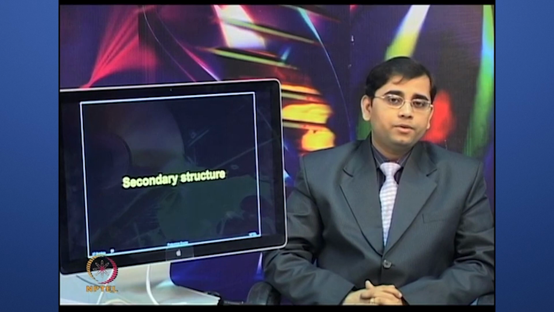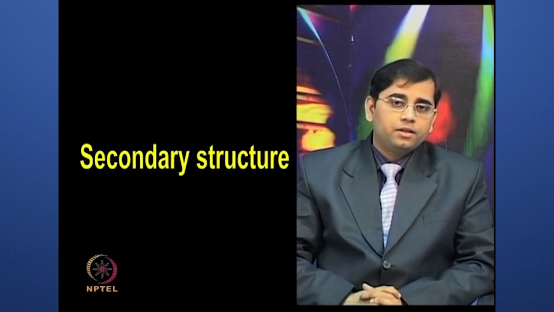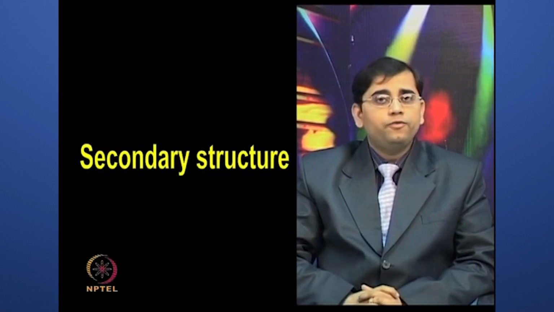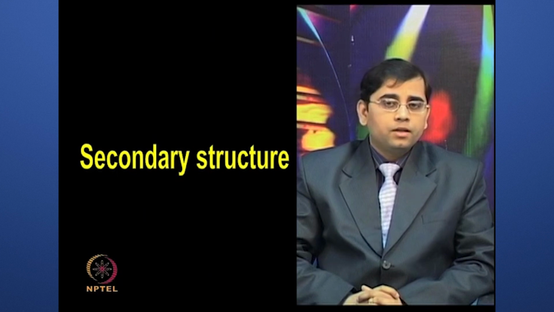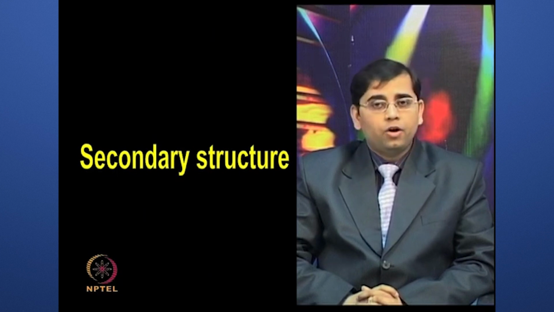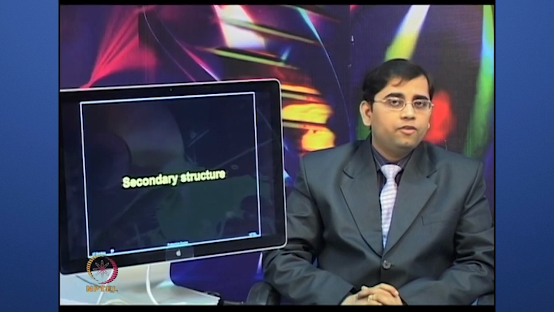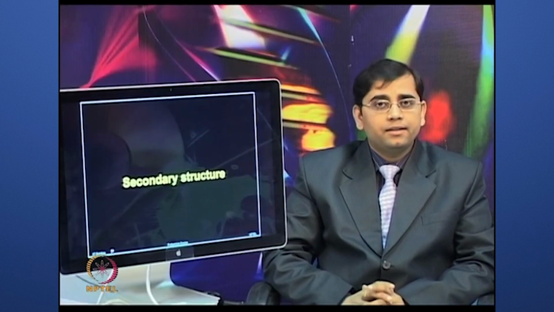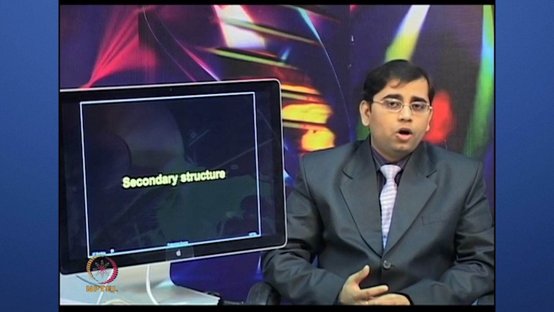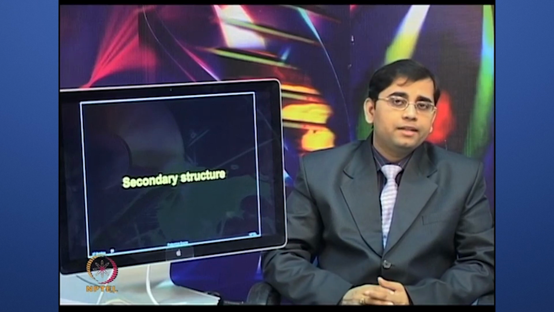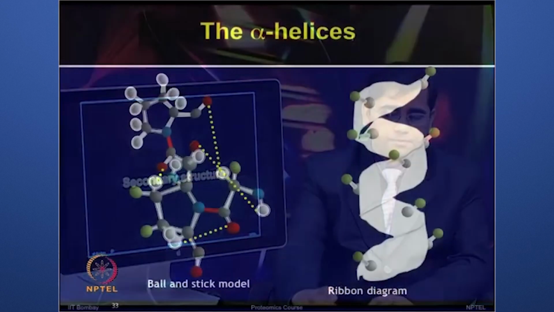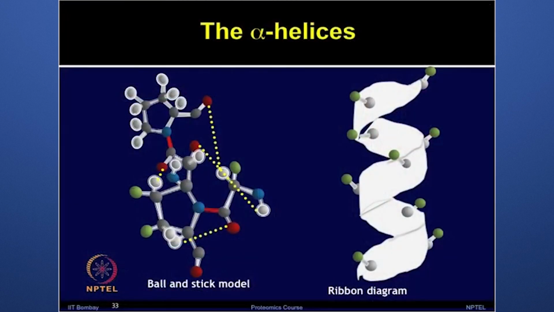Let us now discuss secondary structure, which refers to locally folded regions. The folding of a polypeptide or protein chain into regular structures like alpha helices, beta sheets, turns and loops, all of this represents the secondary structures. Let us first start with the alpha helices.